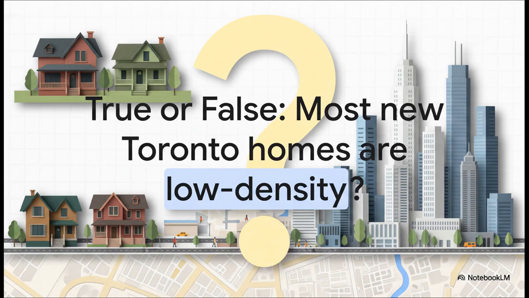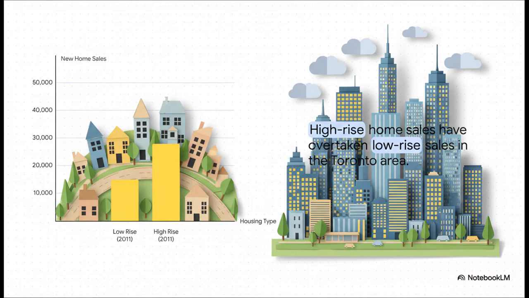For a long, long time, Toronto was all about single-family homes. But that has changed big time. The answer is a big, fat false. The whole pattern has shifted like crazy towards high-rise and skyscraper construction. And if you need proof, just look at this chart.